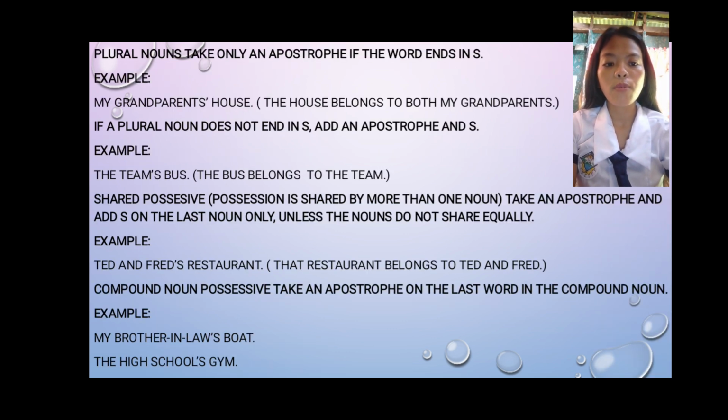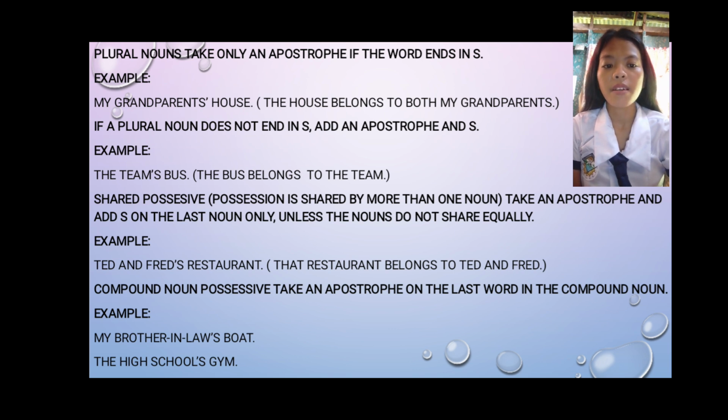Plural nouns take only an apostrophe if the word ends in S. Example, my grandparents' house. The house belongs to both of my grandparents. If a plural noun does not end in S, add an apostrophe and S. Example, the team's bus. The bus belongs to the team.